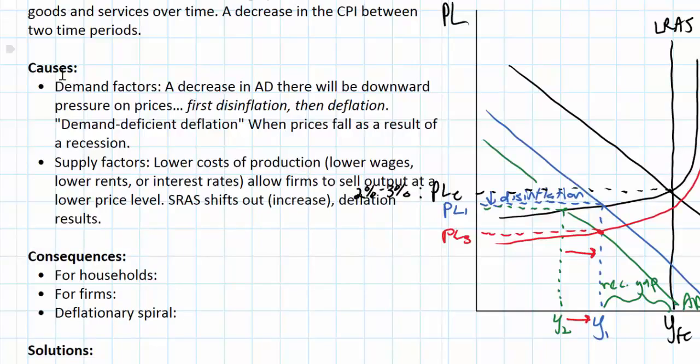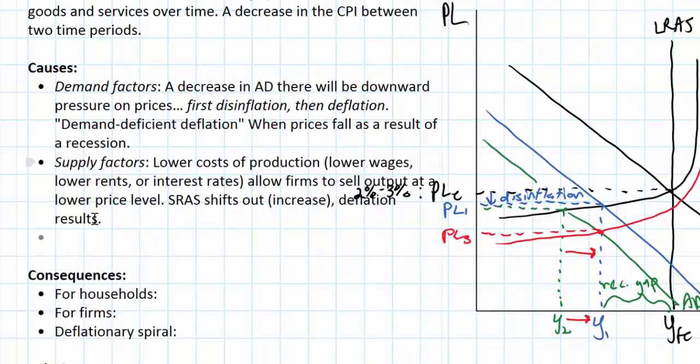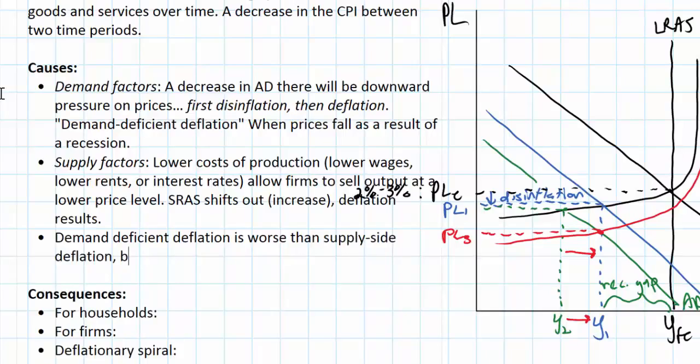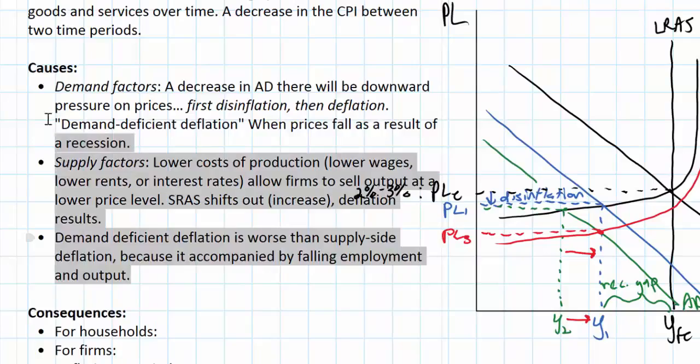Which of these types of deflation, those caused by decreases in aggregate demand or those caused by increases in aggregate supply, is more harmful for a nation? It's no surprise that falling demand, in other words, demand deficient deflation, is worse than the deflation that accompanies an increase in aggregate supply, because it is accompanied by falling employment and falling output.